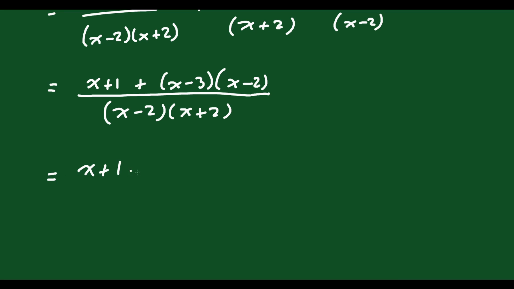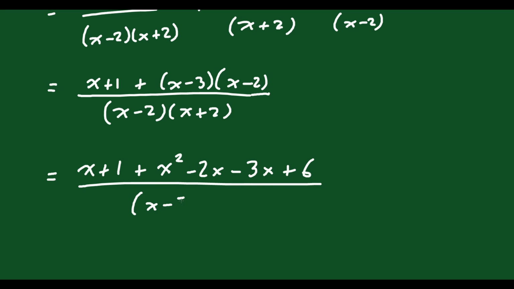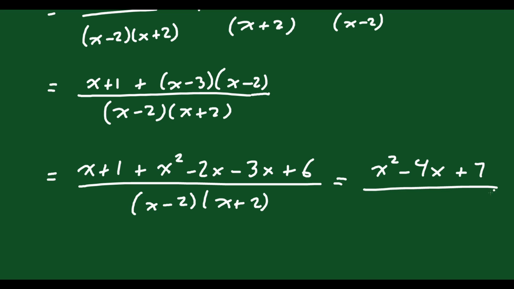You'll have x + 1 plus x times x, which is x squared. x times negative 2 is negative 2x. Negative 3 times x is negative 3x. Negative 3 times negative 2 is plus 6. And that's all over (x − 2)(x + 2) still. You want to simplify the top, right? Collect like terms. So you'd have x squared, then −3x − 2x + x gives −4x, and 6 + 1 is 7. And that's all over (x − 2)(x + 2).